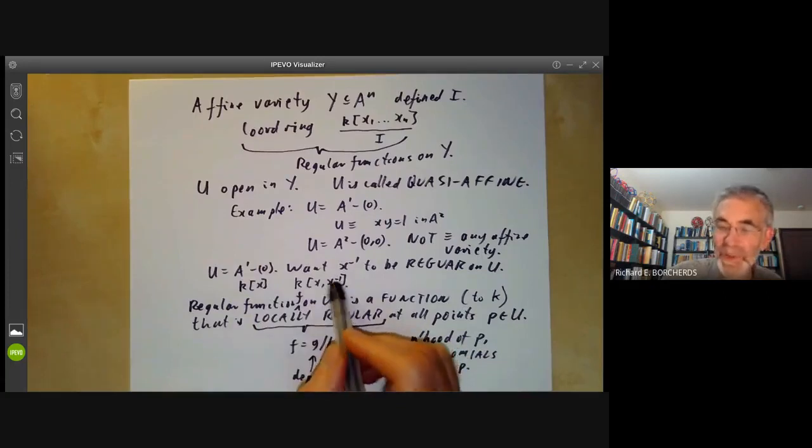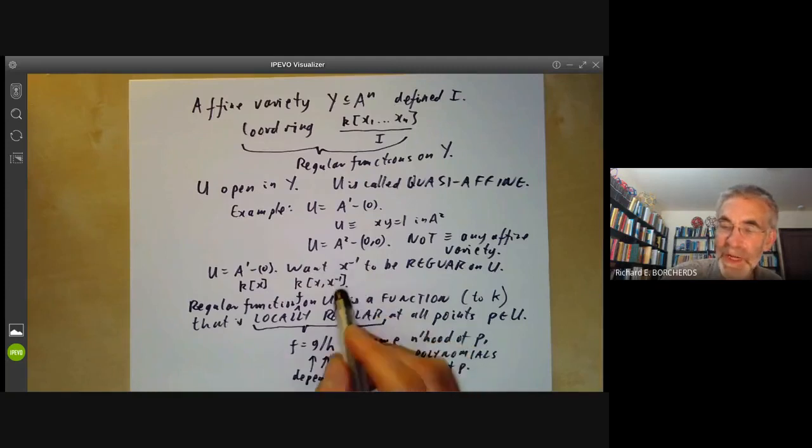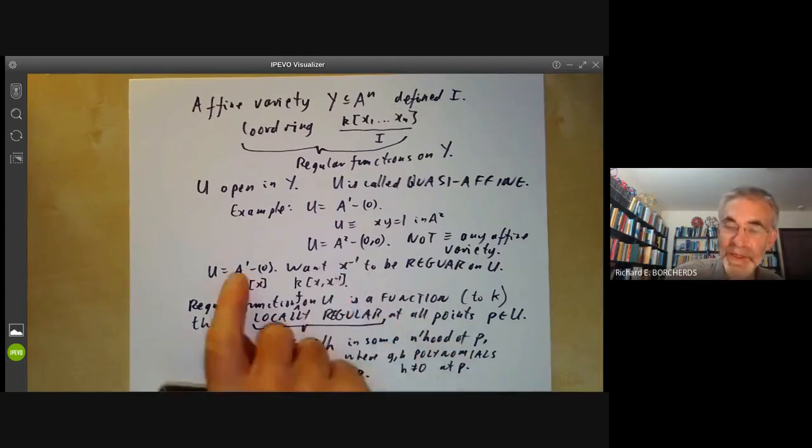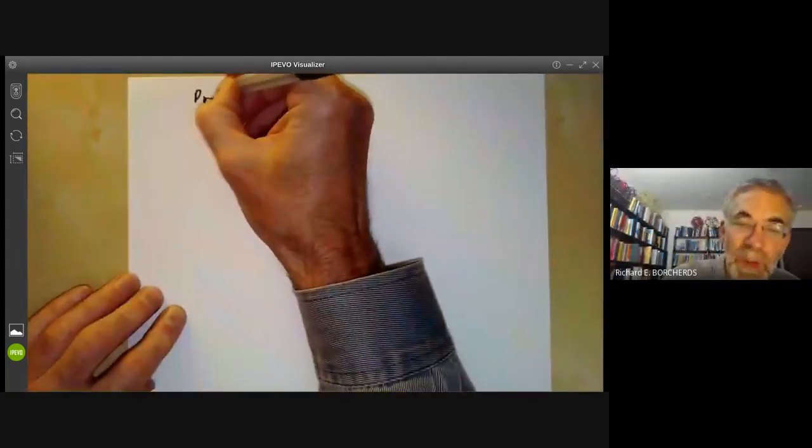X to the minus 1 would now be a regular function on A1 minus 0, because we're allowed to invert x, because x is non-zero everywhere here. So roughly speaking, regular functions mean you're allowed to divide by polynomials so long as the polynomial is non-zero at all the points we're interested in. Well, we have a bit of a problem here because we seem to have defined regular in two ways. So we have the following problem.